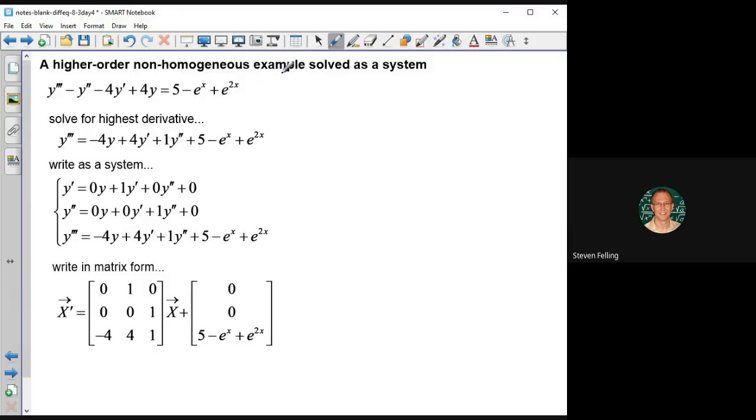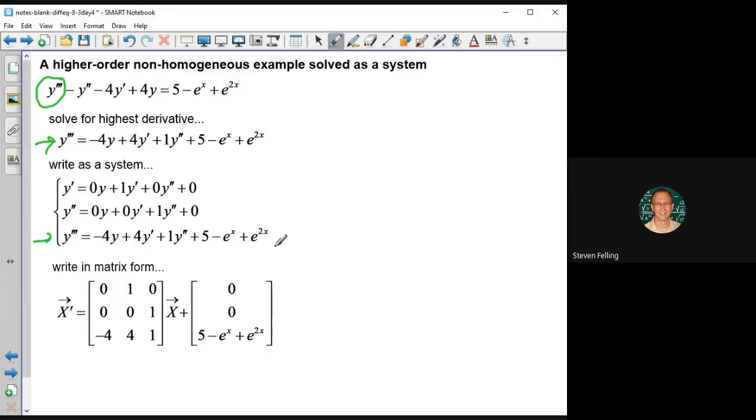Okay, first writing it as a system, we would solve for the highest derivative, which is y triple prime, by bringing all this other stuff on the other side and writing it in order with the y term, the y prime term, the y double prime term, and then the non-homogeneous stuff.